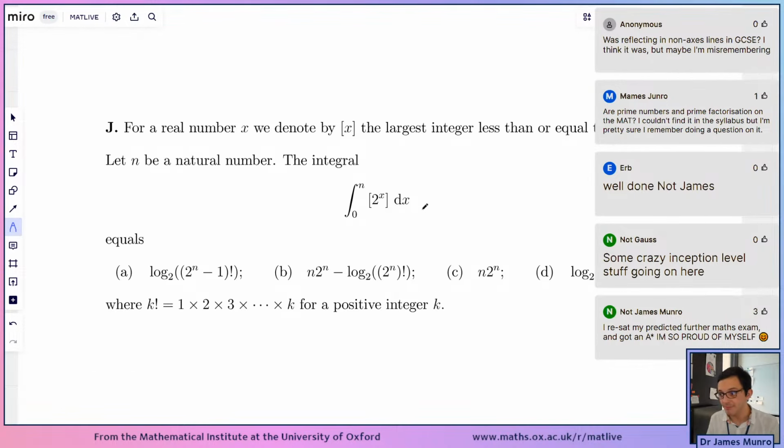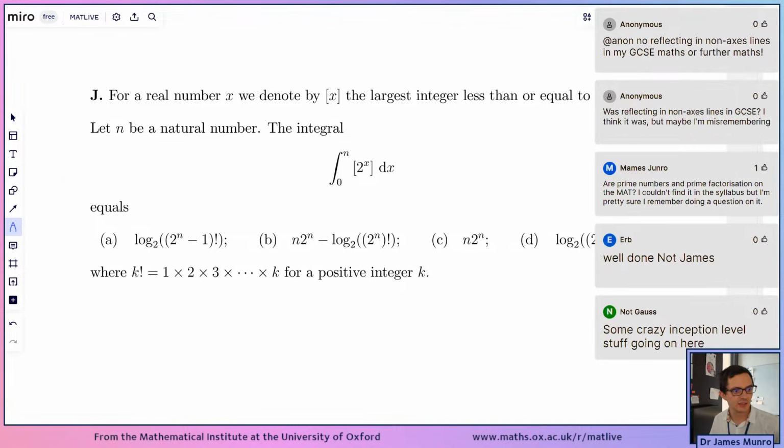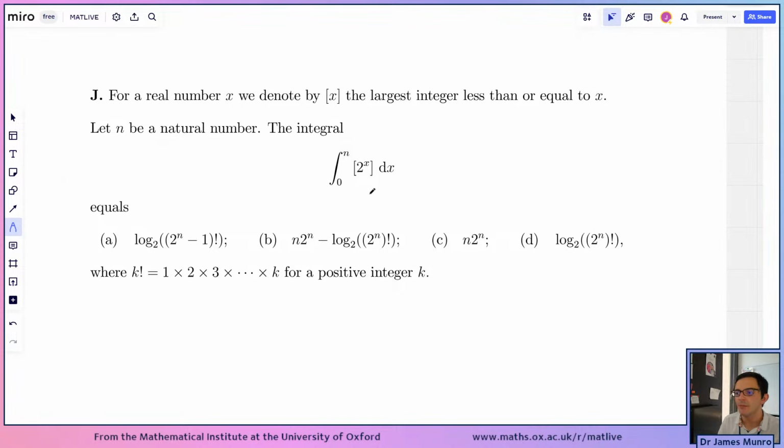Yeah, love this sort of thing. So we've got this notation, which I've seen different notation in different places. Chat is over the top. Reflecting in non-axes lines, GCSE. Somebody else says no. I'm going to quickly switch off chat. We've got an integral to do.